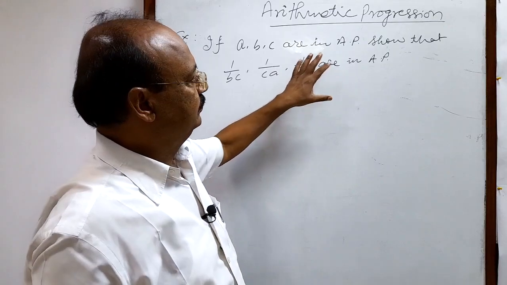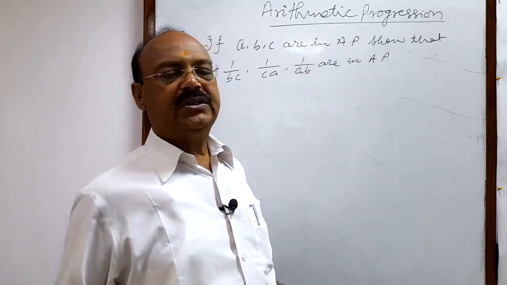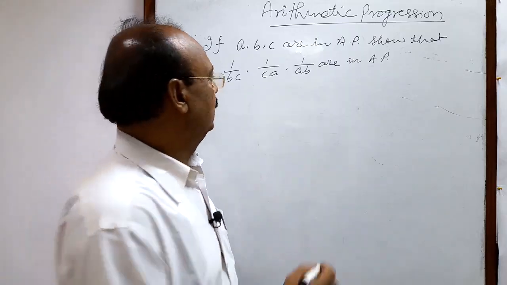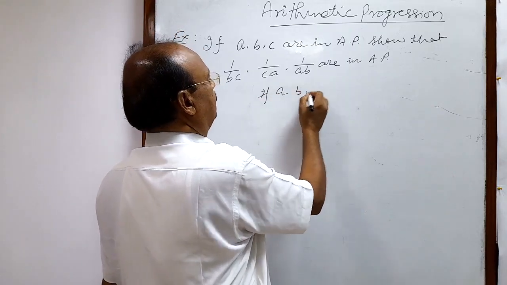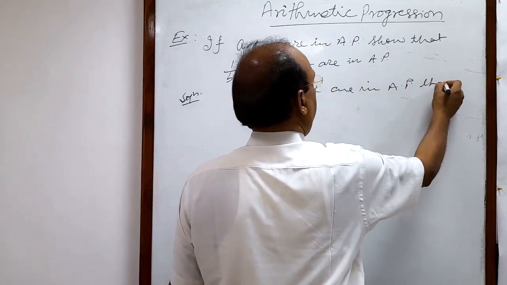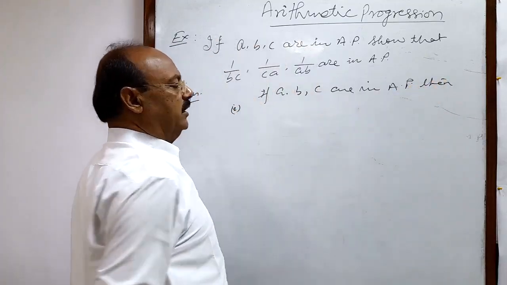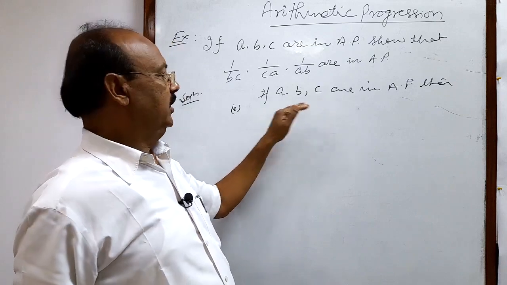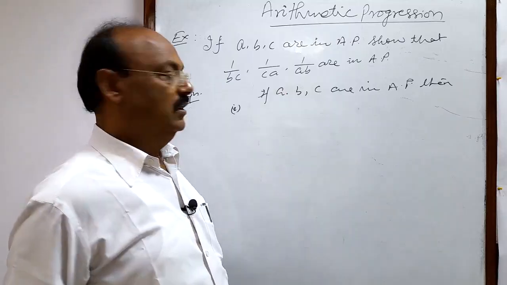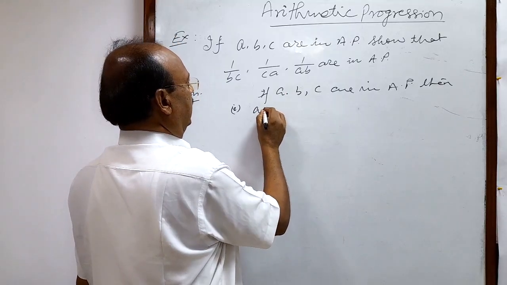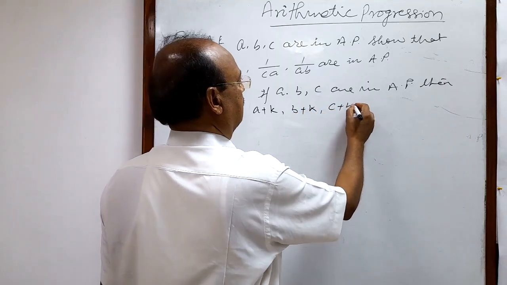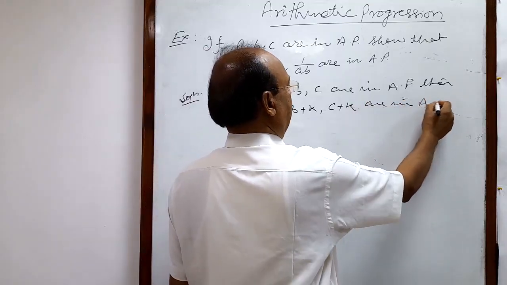Before starting the solution of this question, we must know a very basic concept about arithmetic progression: if A, B, C are in AP, then first, if you add any constant number to each of these numbers, the resulting numbers will also be in AP. That is, A plus K, B plus K and C plus K are in AP.